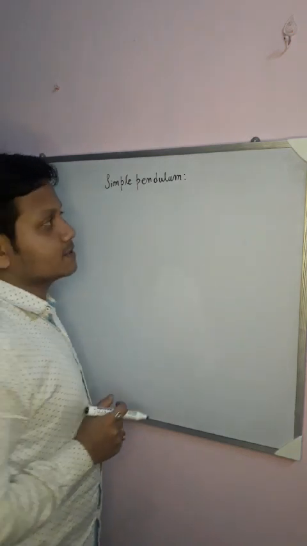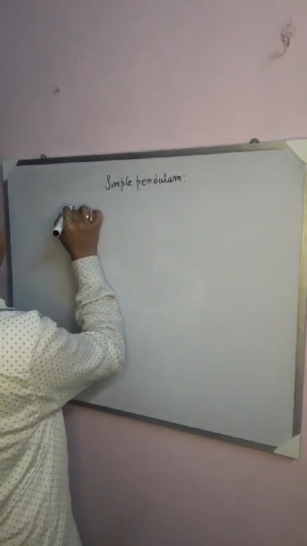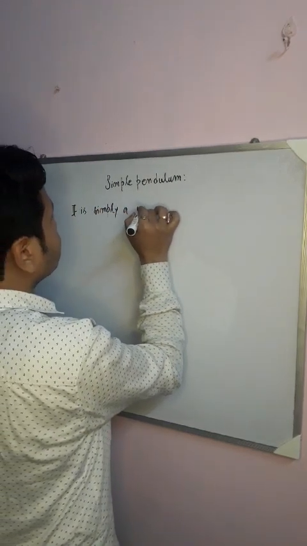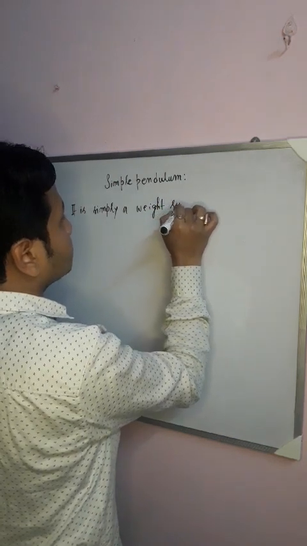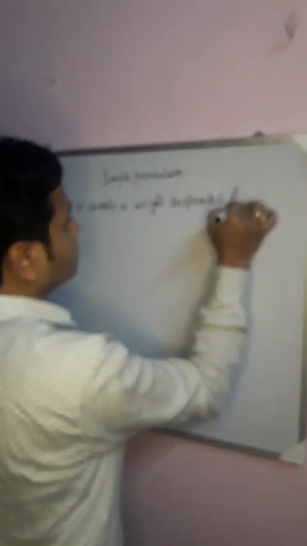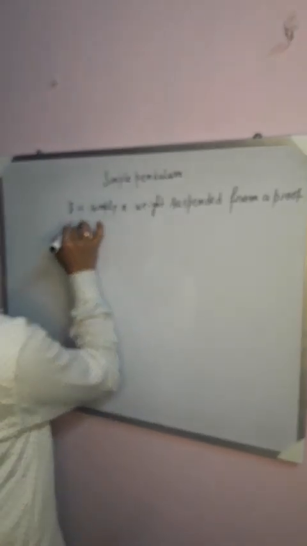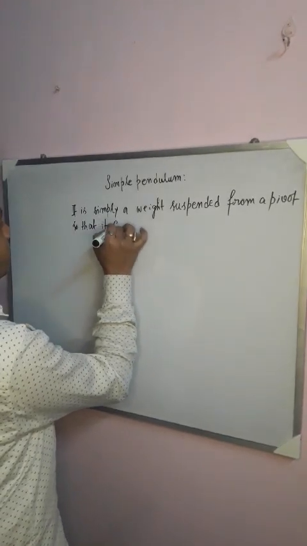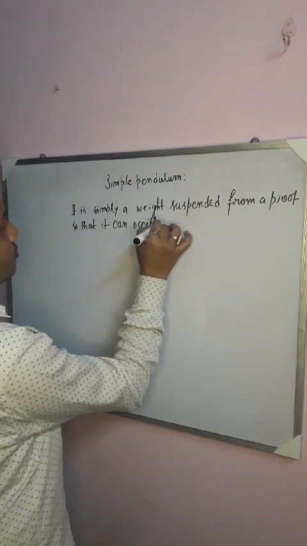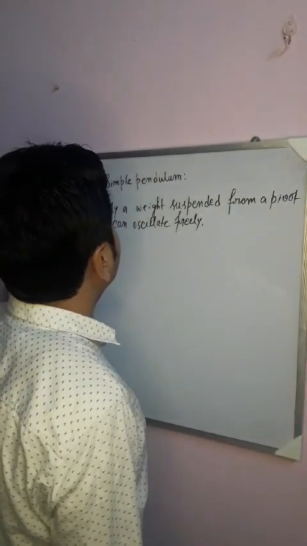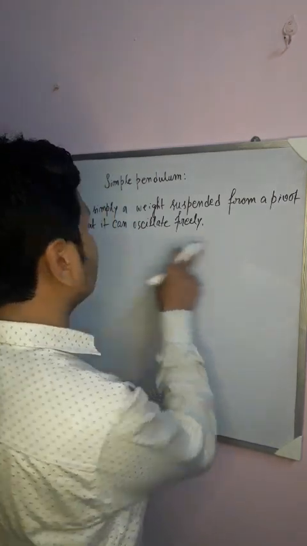The first question that arises: it is simply a weight suspended from a pivot so that it can oscillate freely.